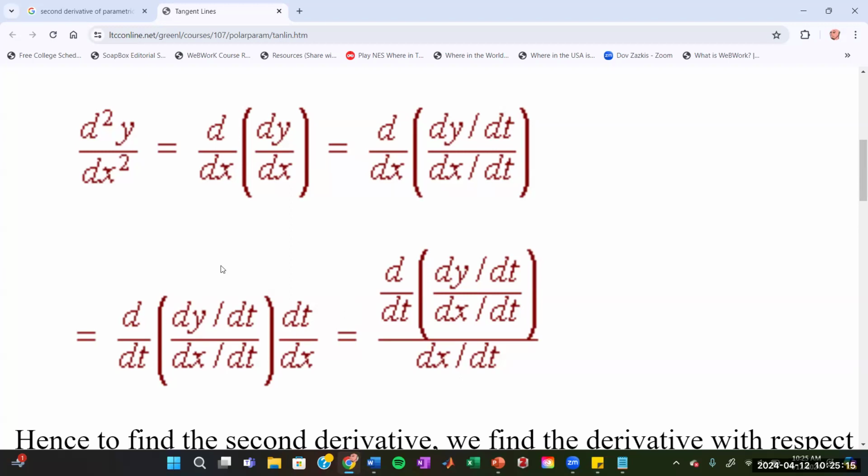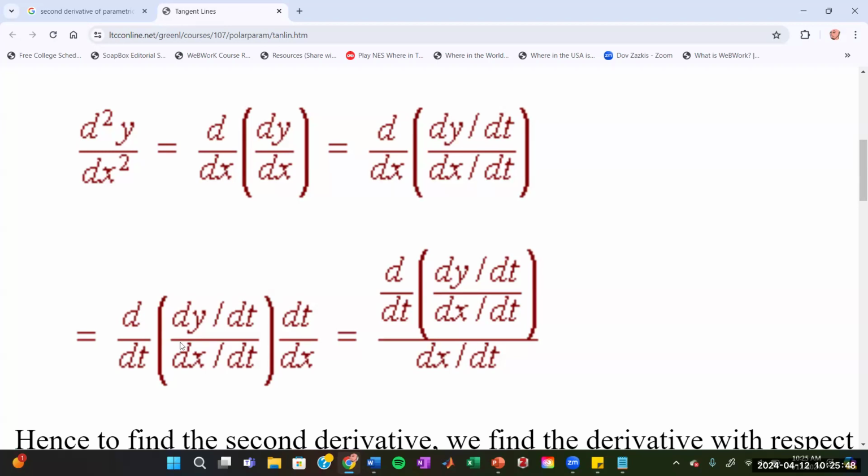We do, in essence, have a function composition here. So the first thing I want to do is take a derivative of my first derivative. I'm going to take a derivative of that dy dx with respect to t, and then I'm going to divide that by dx dt. So that's the setup. We now apply that to the example we've been working.